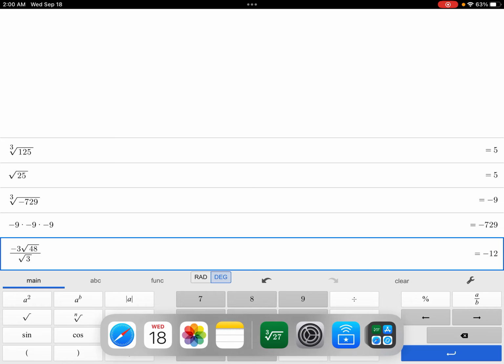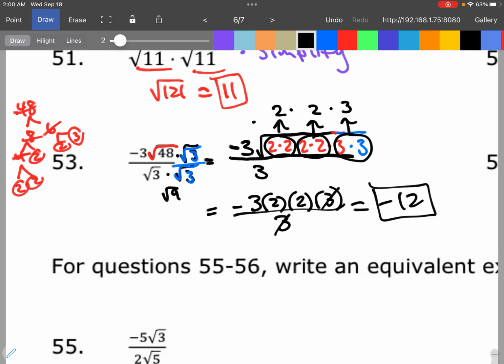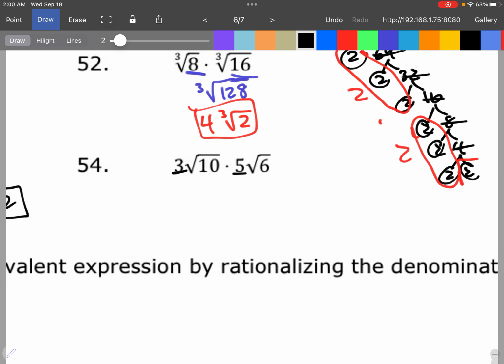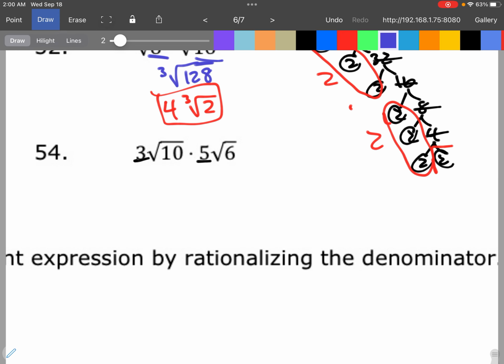That's all right, though. Each one, teach one. Don't forget about your calculator. Here we go. Let's go ahead and do 54. Let's multiply these two coefficients. We get 15. And then we multiply 10 and 6 and get 60. The only thing left to do now is simplify.